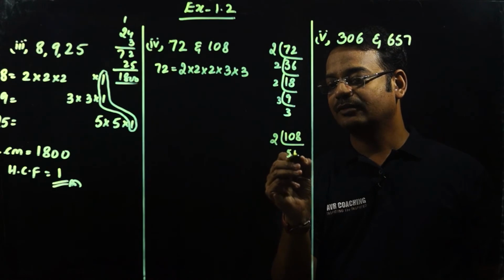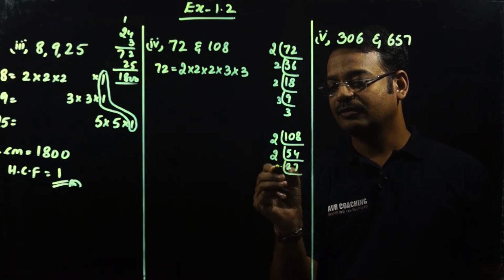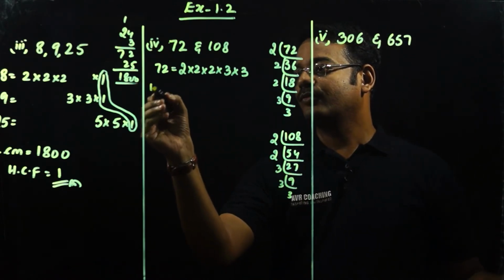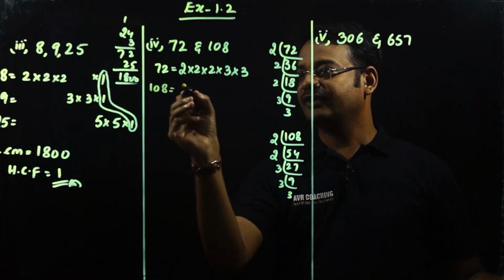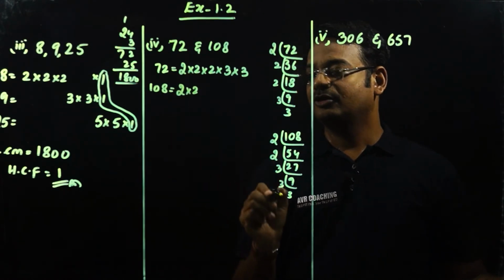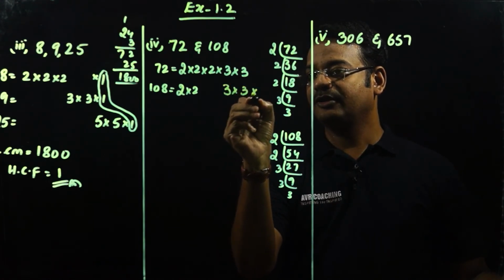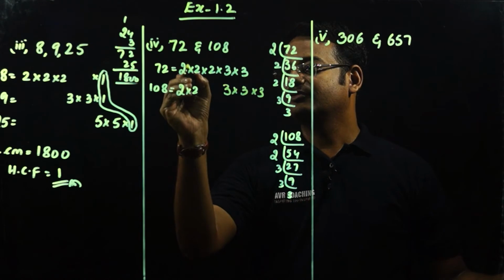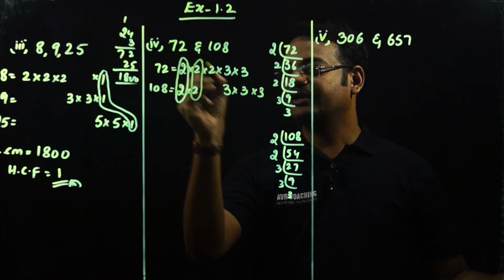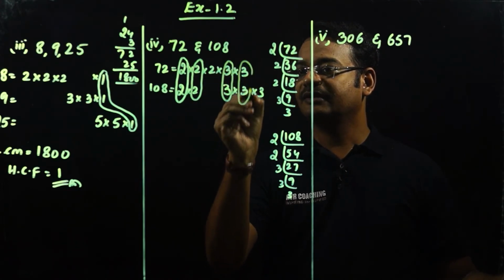So 108 can be written as 2 into 2 into 3 into 3 into 3. Now we write 2 under each 2 and 3 under each 3. This 2 is repeating, this 2 is repeating, this 3 is repeating, and this 3 is repeating.